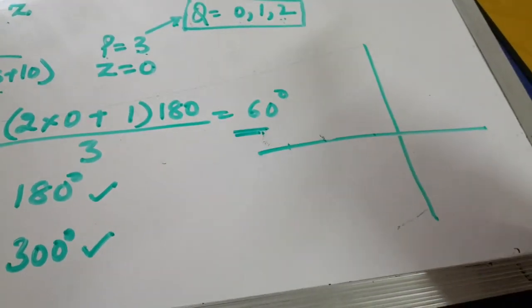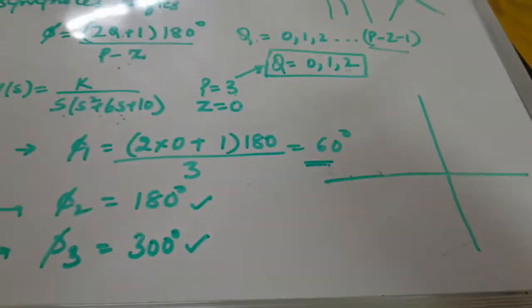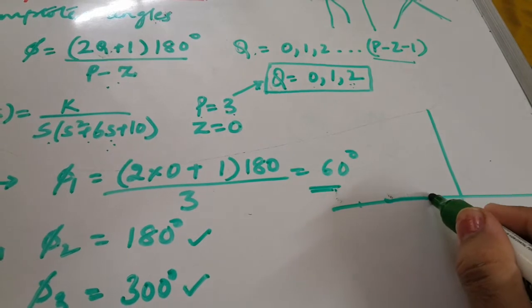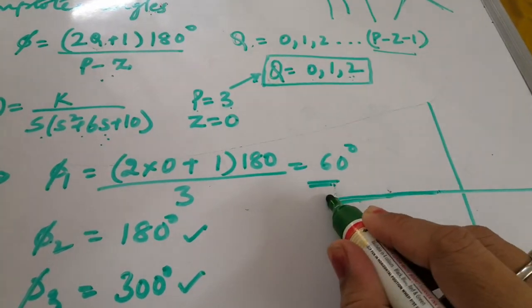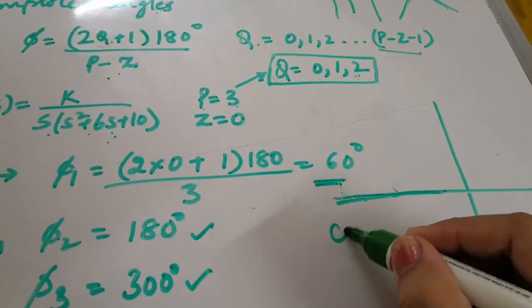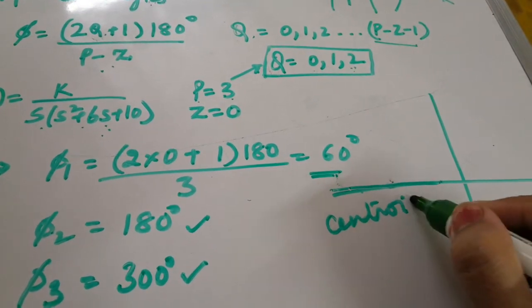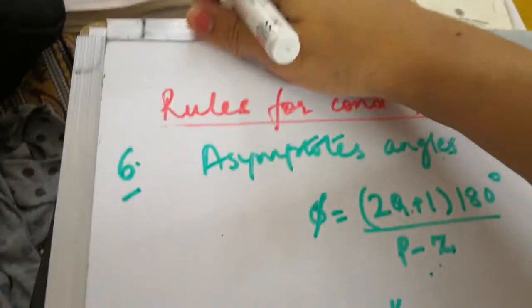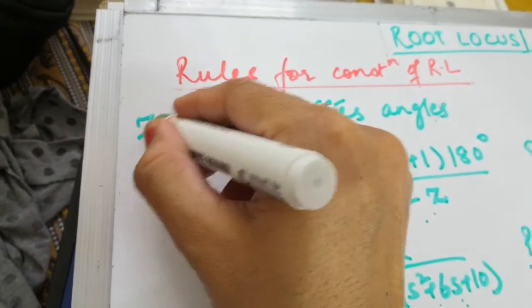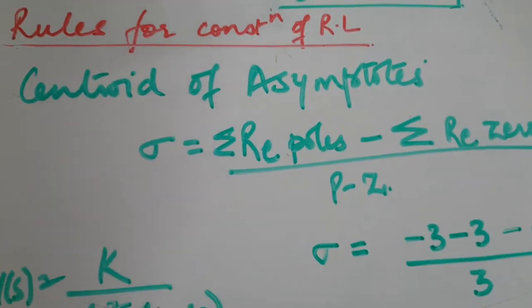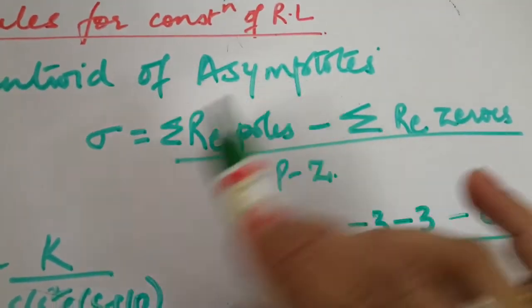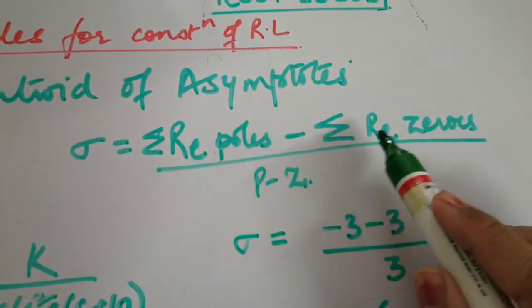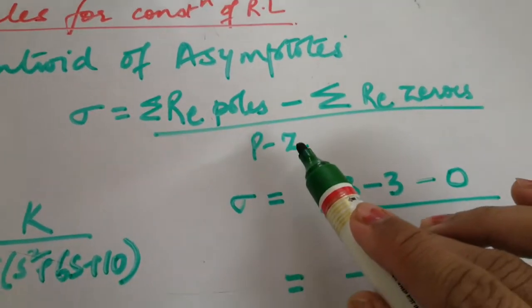When you plot these angles, we have to find the exact location from where to draw them, and that location is given by the centroid of the asymptotes. The formula for the centroid of the asymptotes is rule 7. Sigma equals the sum of the real parts of poles minus the sum of the real parts of zeros, divided by p minus z.